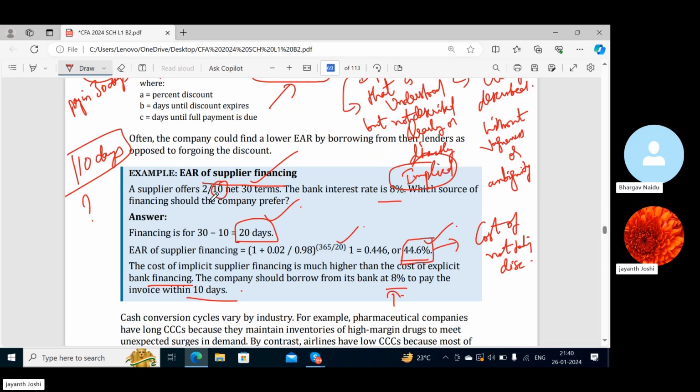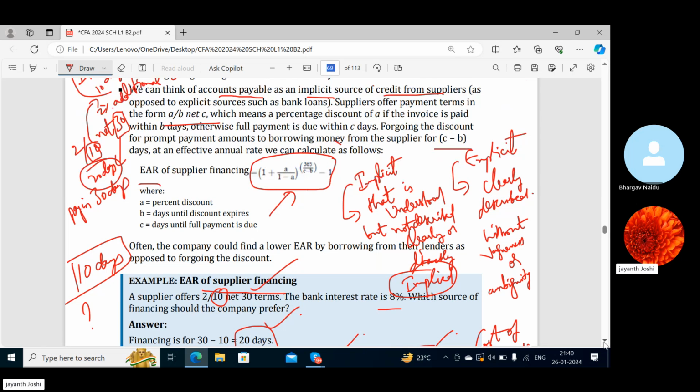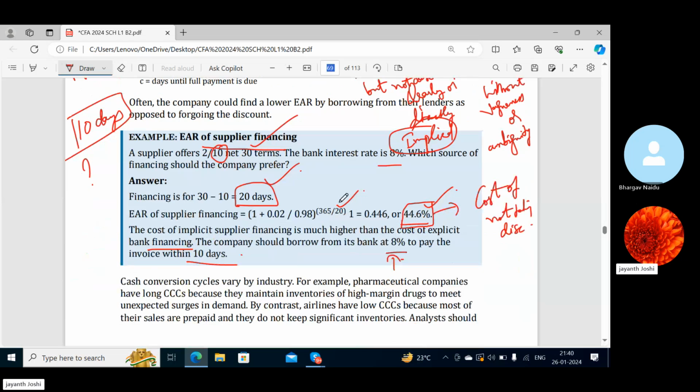Sir, shall we move forward? In the formula, we have a -1 at the end. Where is that? In the EAR formula, after 365 by 20. Okay, -1. Okay, just do the calculation once practically. Yes, sir, I was checking that. Yeah, do this once.